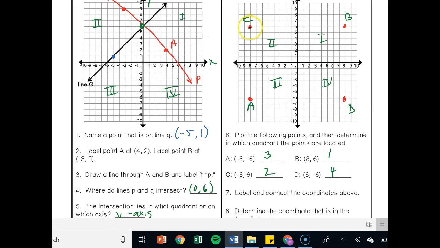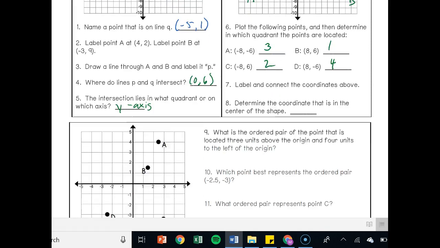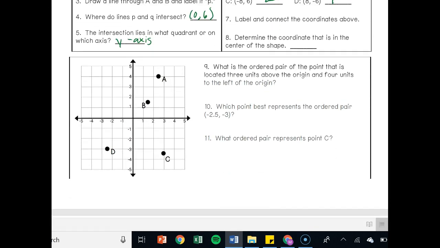So it says connect them. So I've labeled them. Now I'm just basically going to connect these points. We'll have ourselves a rectangle here. And basically it says determine the coordinate that is in the center of the shape. So what coordinate is this right here, which would be the center? I'll let you guys figure that out.